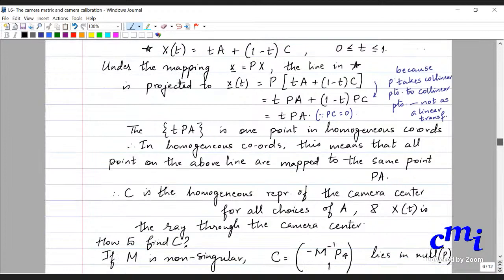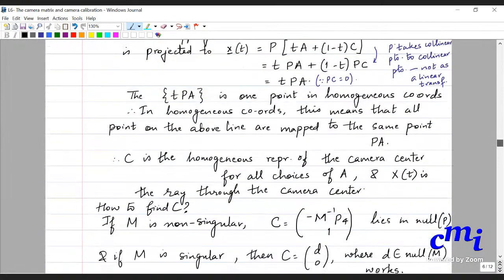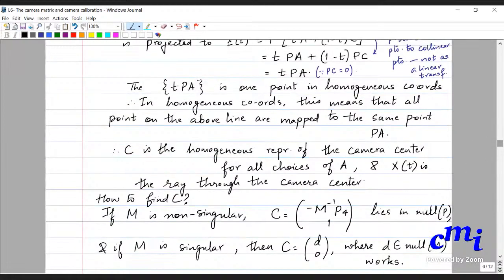And this x_t that you took here was the ray through the camera center. The question now is how to find this C. If M is non-singular, then you can just take M inverse P_4, with a 1 adjoined. You can check that P of this is going to be 0, so this vector lies in the null space of P.